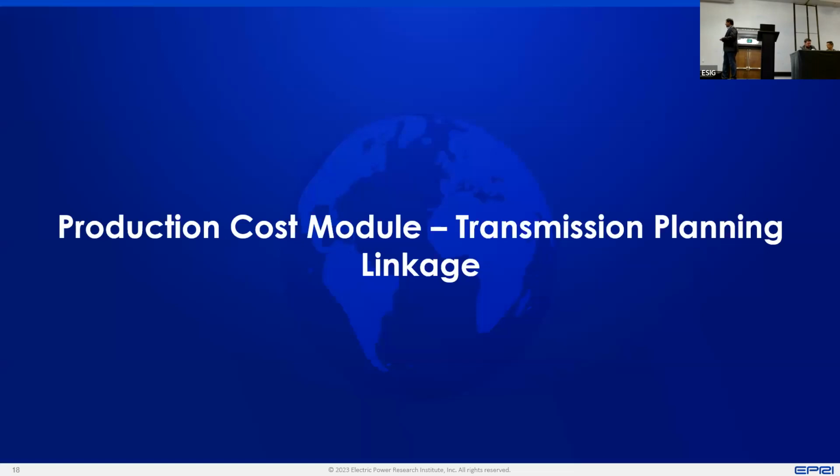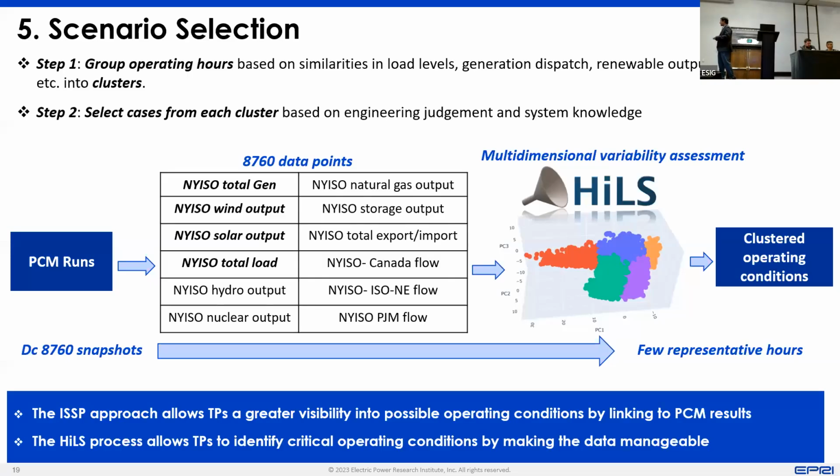So next few minutes, I will just spend on linking the production costing with transmission planning linkage. Again, we can get into more details. So the question here is, if you have 8760 runs coming out of a production costing tool like Plexos, or it could be more than 8760 if you're considering multiple years, then obviously you cannot run transmission analysis on each hour, right? So the question is, which hours are critical from reliability standpoint?